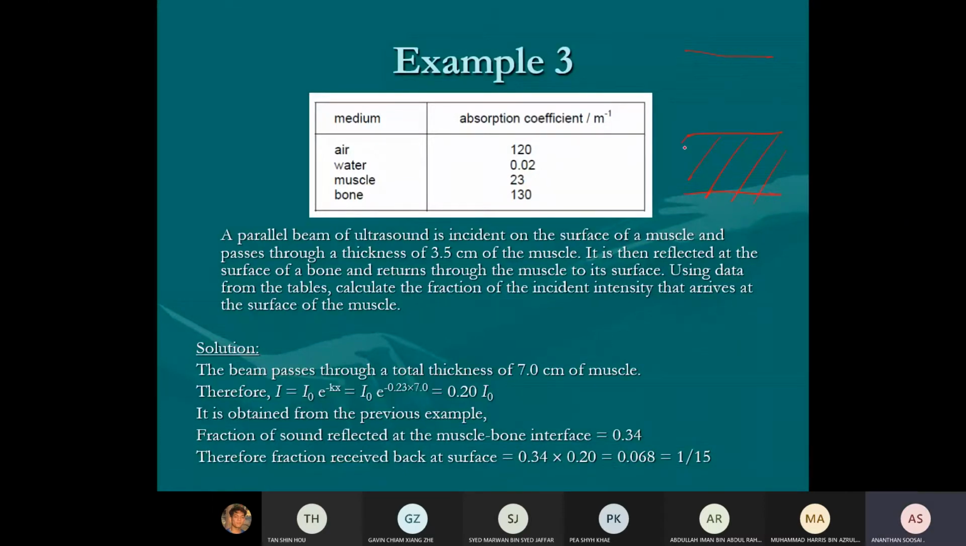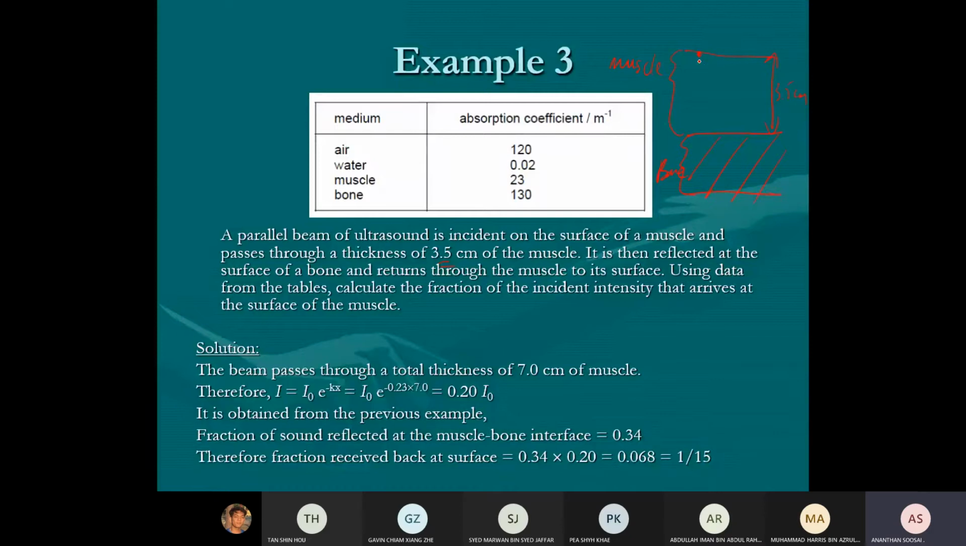Okay, so down here this is your bone. Up here, this upper layer is muscle. The muscle is 3.5 centimeter thick, so from top to bottom the muscle is 3.5 centimeter. It is then reflected at the surface.